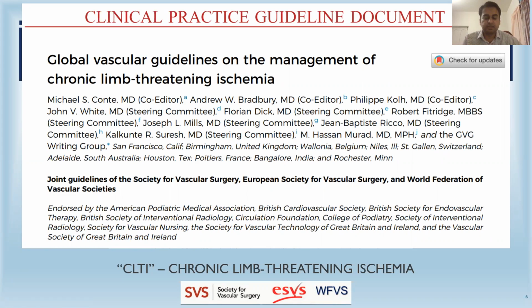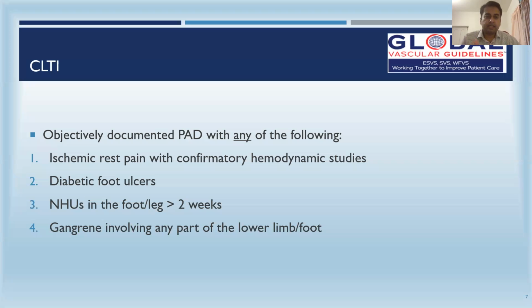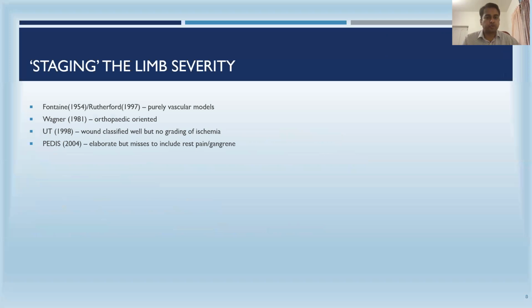So this is the term that is now more accepted. CLTI, so it basically is PAD, where there is also ischemic rest pain or a diabetic foot ulcer or non-healing ulcers that are not healing for more than 2 weeks, or gangrene involving any part of the lower limb or the foot. Now, we have all heard of many scoring systems for foot ulcers like Wagner, PEDIS, Rutherford, etc. But there was still a dearth of a good staging system where many criteria could be brought in together.